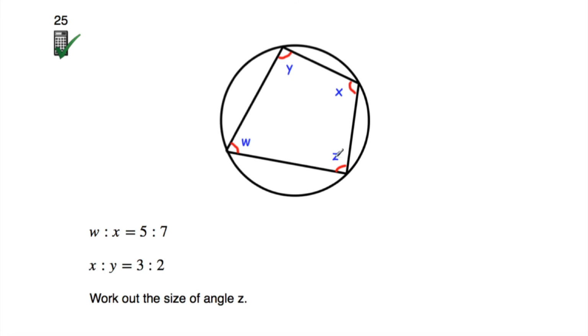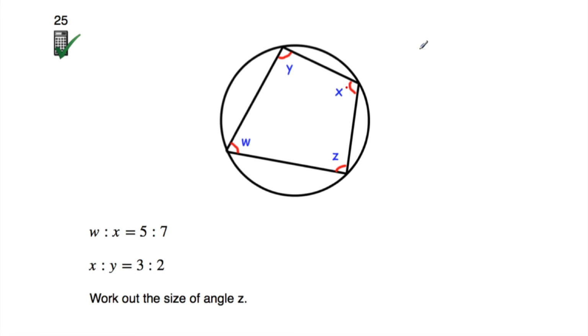So we want to find the size of this angle. Now we're told the ratio of angle W to X is 5 to 7, but we know that these two angles add together to be 180 degrees, because the opposite angles in a cyclic quadrilateral add to 180 degrees. So if we can share 180 degrees in the ratio of 5 to 7, we can find the size of each of these angles. So let's do that.